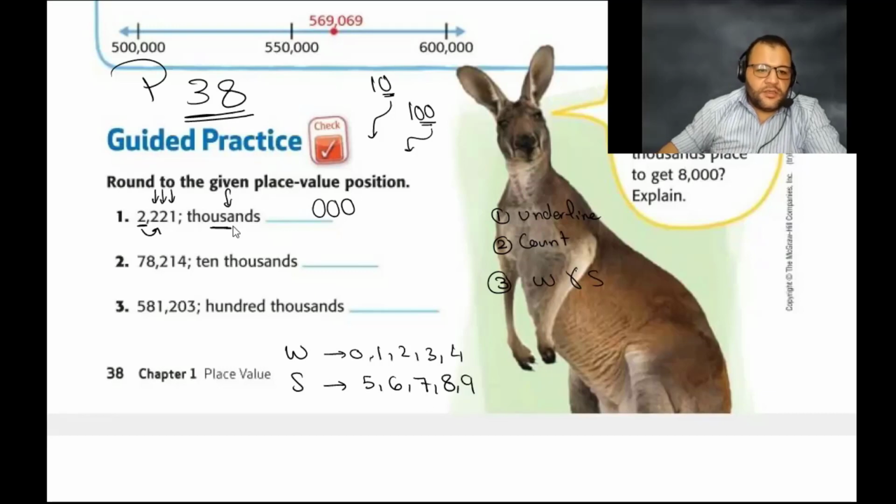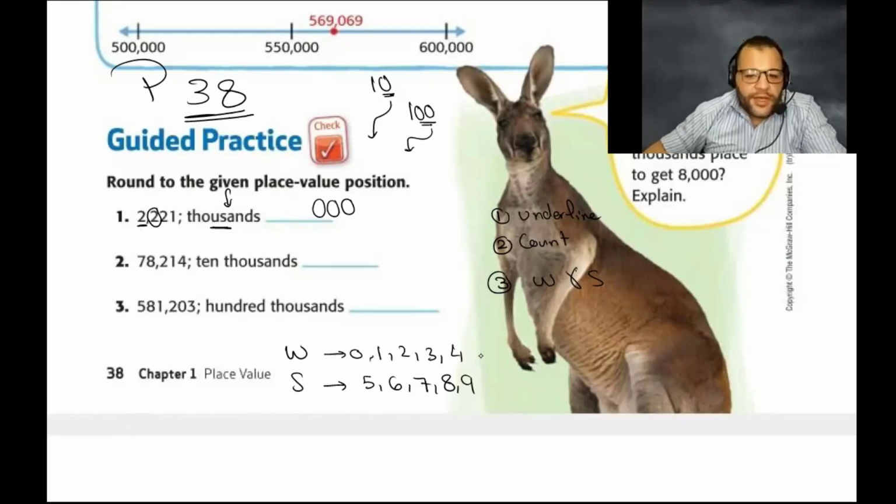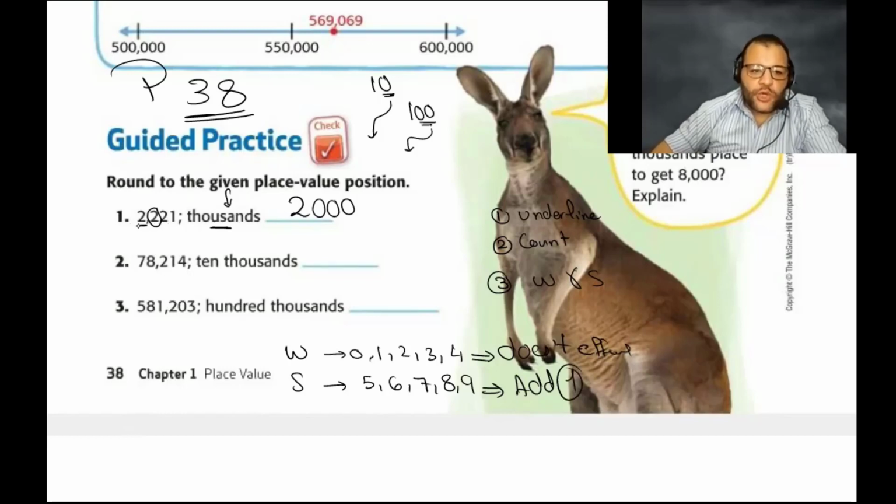Look at the right. What is the digit at the right? The digit which lies at the right. Is 2 from the weak number or from the strong number? The weak number doesn't affect anything. But the strong number adds 1. So it doesn't affect, so I will write 2 without anything. So when you ask me to round 2,221 to the nearest 1,000, the answer will be 2,000.